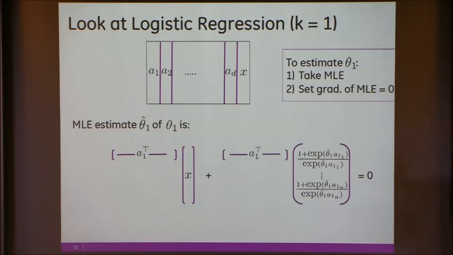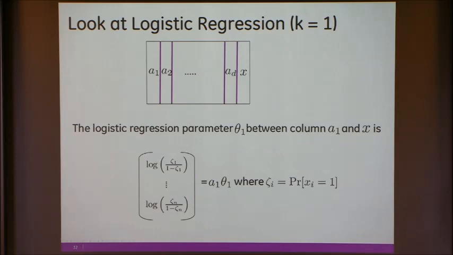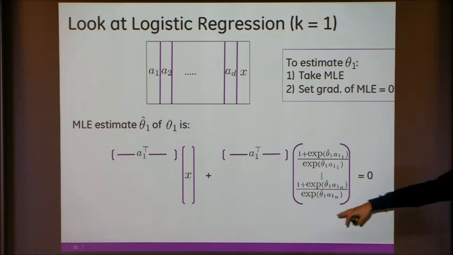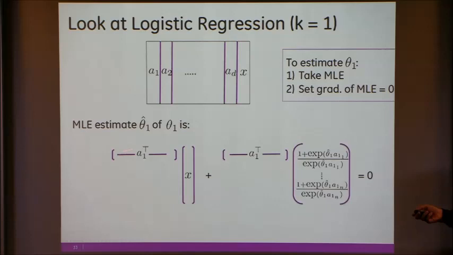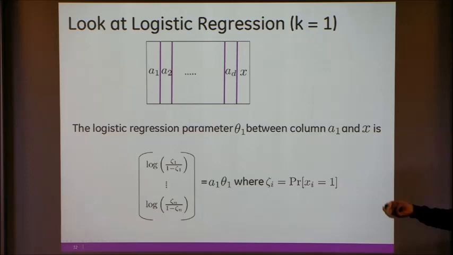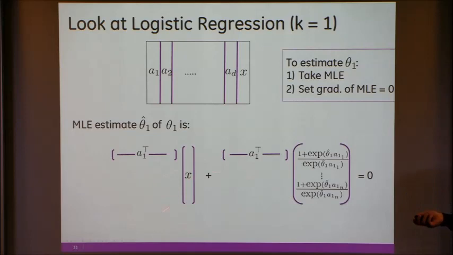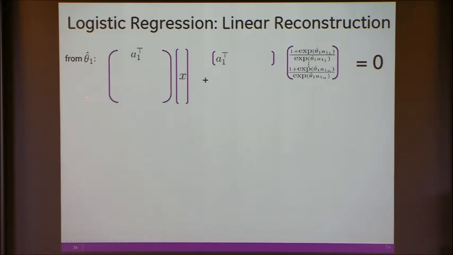If you do the maths, the standard way to find theta would be to take the maximum likelihood estimator of these functions, take its gradient, and set it to zero. If you do the maths, this is how it looks. You can take this for granted. This is the logistic regression fit between ai and x together. You'll have dependence on ai, x, and theta hat, which is the logistic regression parameter. As you see, the function may not look linear, but you're already starting to see some linear patterns coming up. And so what you do is, from the first release, you can get this.